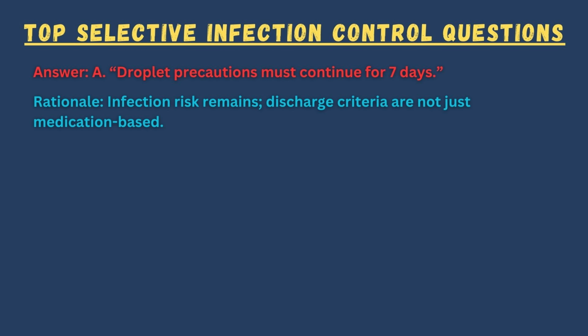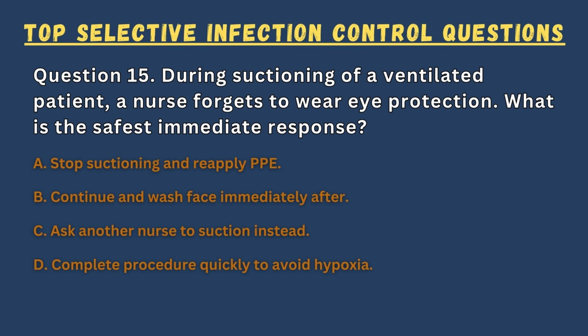Answer A. Droplet precautions must continue for 7 days. Rationale: infection risk remains. Discharge criteria are not just medication-based. Question 15. During suctioning of a ventilated patient, a nurse forgets to wear eye protection. What is the safest immediate response? A. Stop suctioning and reapply PPE. B. Continue and wash face immediately after. C. Ask another nurse to suction instead. D. Complete procedure quickly to avoid hypoxia.